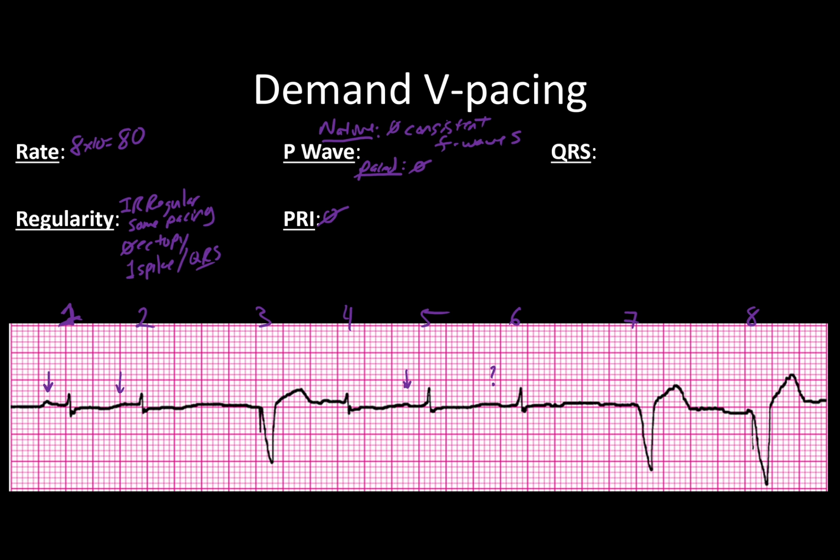As for the QRS, native, we've got beats number 1, 2, 4, 5, and 6. And with those, they are uniform. They have an RS pattern to them. They're pretty narrow. Let's go ahead and use beat number 1.